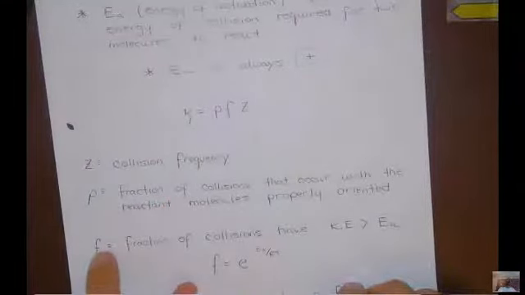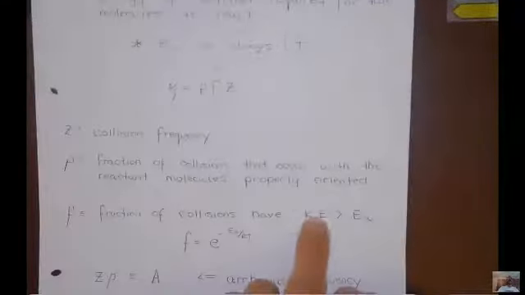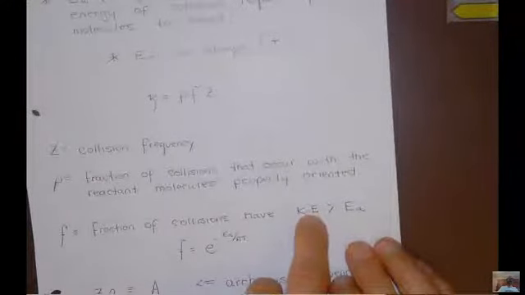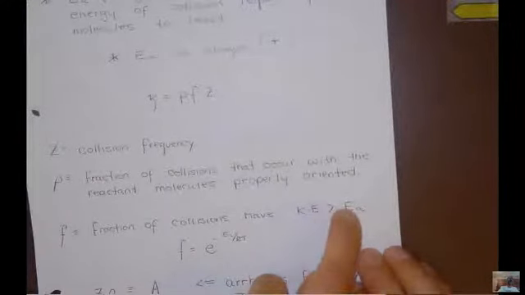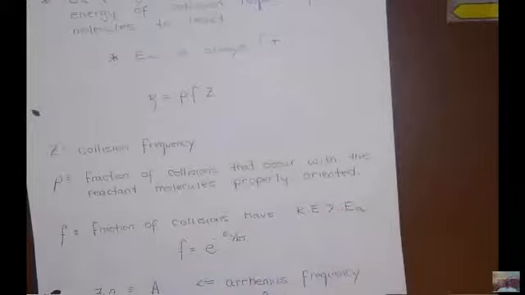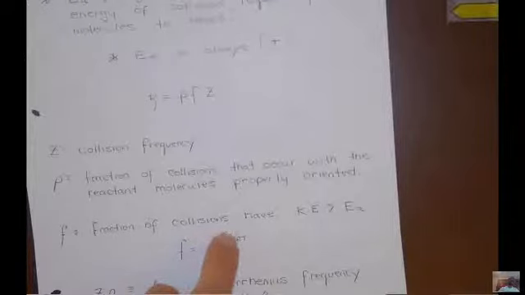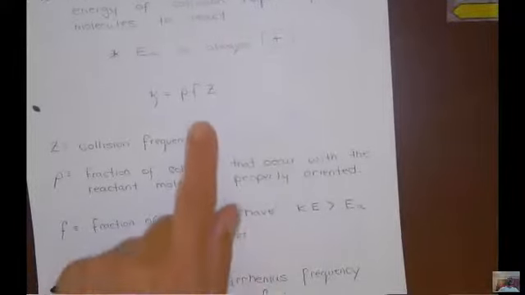If they hit hard enough is called the fraction of collisions that have a kinetic energy greater than the energy of activation. So you have to have enough velocity. Kinetic energy is directly related to velocity, right? You have to have enough velocity, enough kinetic energy, so that when you hit, you go on to breaking the old bonds and forming the new bonds. So F turns out to be equal to e to the minus energy of activation over RT. So this little piece right here is going to fit in for F.